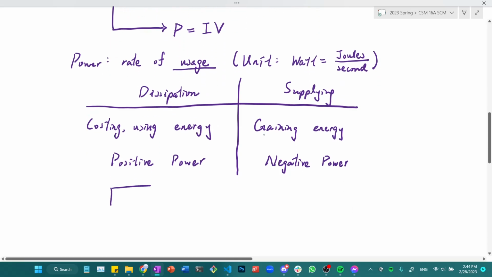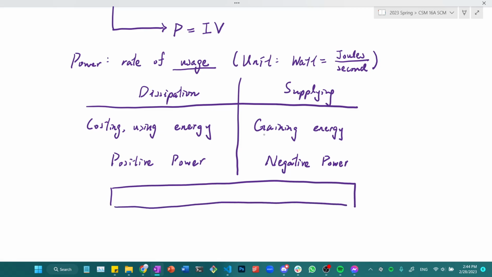You can determine whether a component is dissipating or supplying energy using node voltage analysis, because by then you can calculate P equals IV, and depending on the signs of I and signs of V, you'll be able to decide whether the power is positive or negative, and in turn decide whether it's dissipating or supplying power.